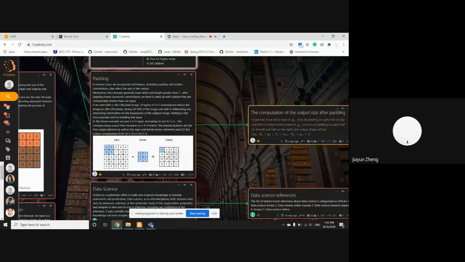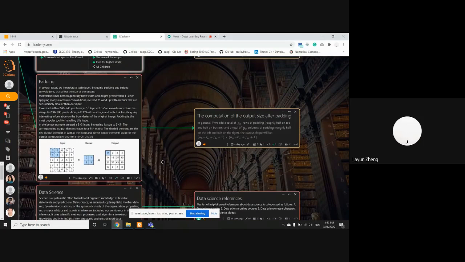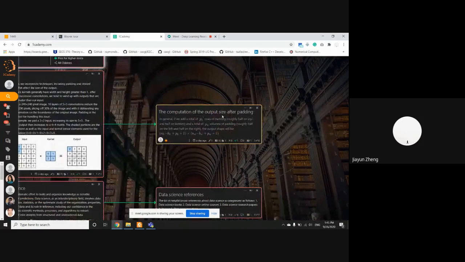we originally have a 3x3 input, and then we create a 5x5 matrix and fill the boundary with zeros. Therefore, we have a 5x5 input, and we do the kernel multiplication, and then we get a 4x4 output. So we had a 3x3 input, and we increase the size to 5x5, and then we get a 4x4 output. And then we are doing the same kernel matrix multiplications here. And the computation of the output size with padding is this one.